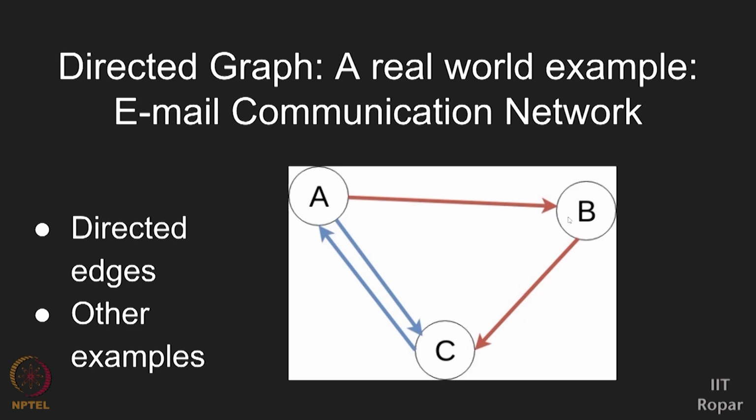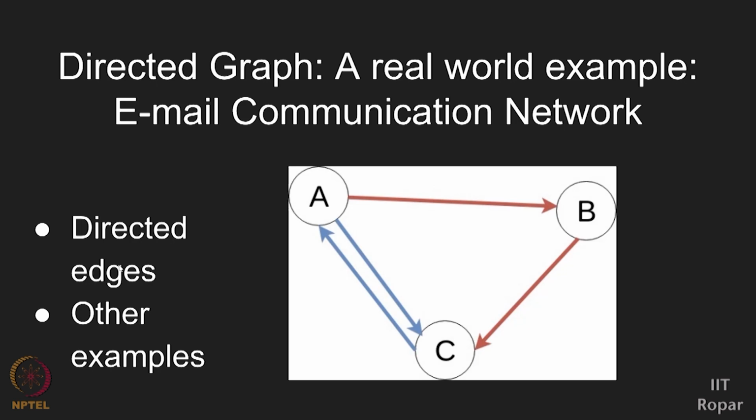But it's not necessary that person B should reply. That's why we don't have a back edge from B to A. Whereas the mail A has sent to C, C has replied. So if a mail is sent from one person to another, you have a directed edge. The direction denotes who has received the mail. From A, B has received, so there is an arrow towards B. This is how the email communication network can be constructed. The point to note here is that you have directed edges, and the direction of the edges is very important in these directed graphs.